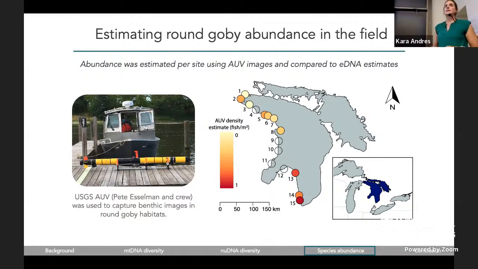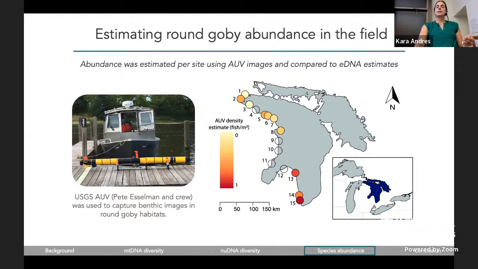At 5 of the sites, the image quality was too poor to get reliable goby density estimates. But in the remaining 10 sites, we do see that there's a gradient going from north to south in terms of round goby density. They're more abundant in the southern sites than in the northern sites. And what we wanted to see is if we could recover that gradient, again, using environmental DNA sampling at each of these sites.